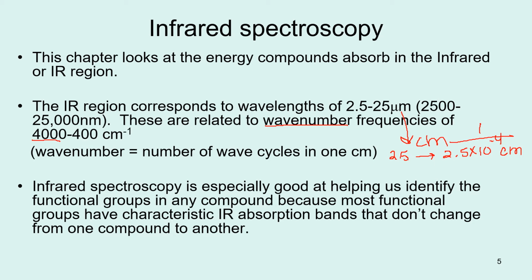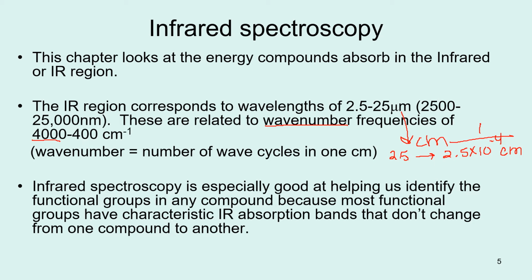So if you take the wavelength, convert it to centimeters, and take 1 over that, then you'll get the wave number. And that's mostly what we use, but that's how they're related. So usually we'll see the scale going from 4,000 down to 400 wave numbers.